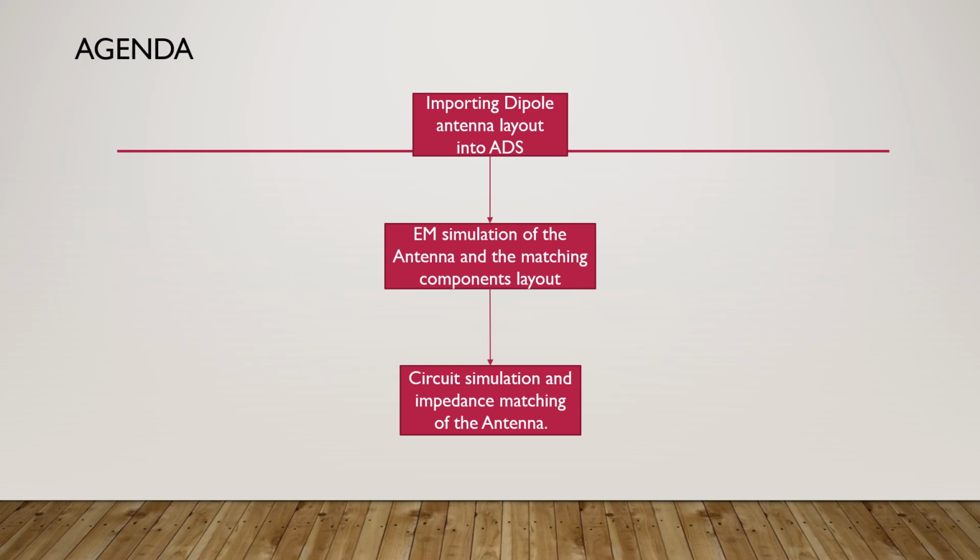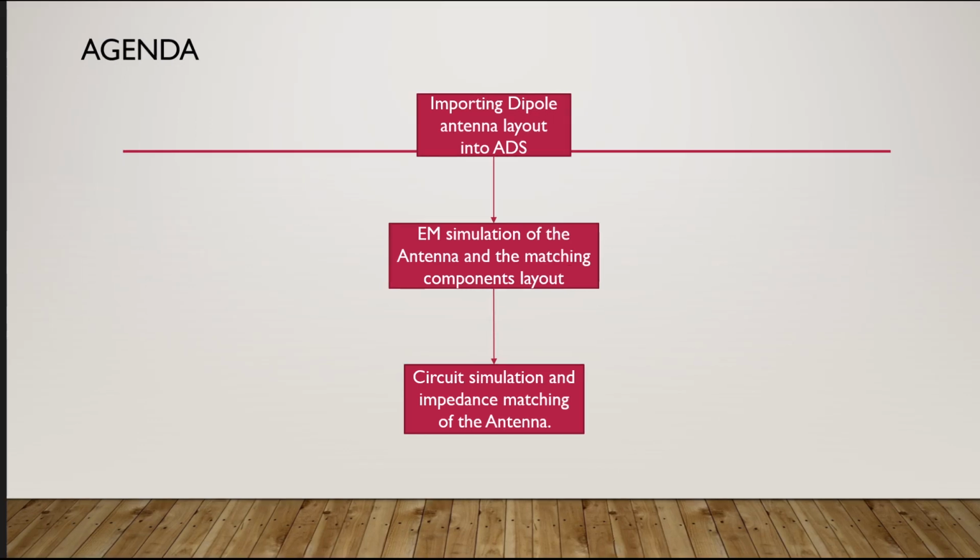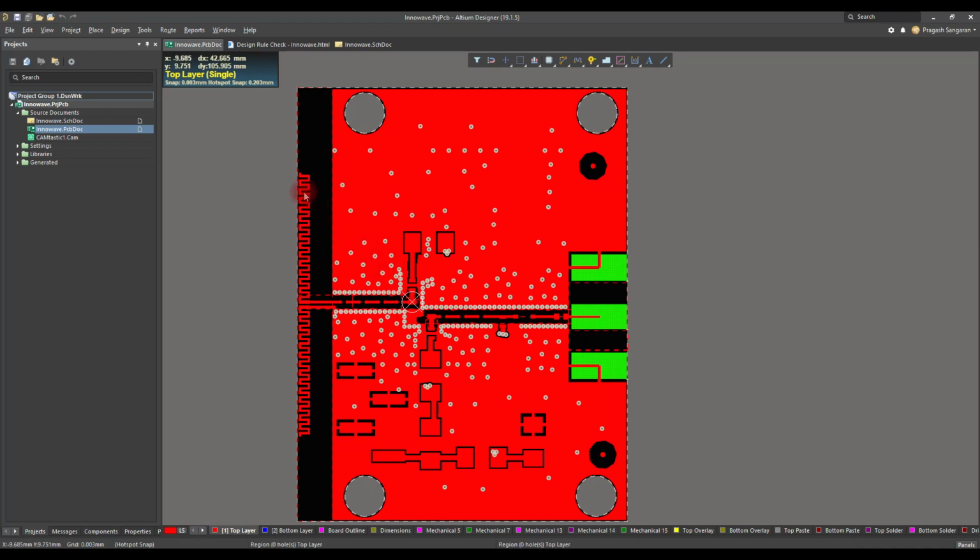from Altium Designer, followed by EM simulation of the antenna and the matching components layout. Finally, we're going to learn how to do circuit simulation and impedance matching of the antenna. We will be characterizing the antenna in terms of gain, return loss, and total efficiency. This is the layout of the meander dipole antenna, and these are the matching components. For this tutorial series, we can ignore the circuit which can be seen here.